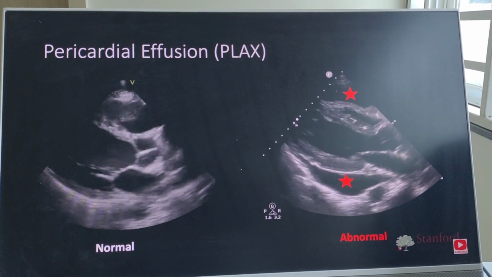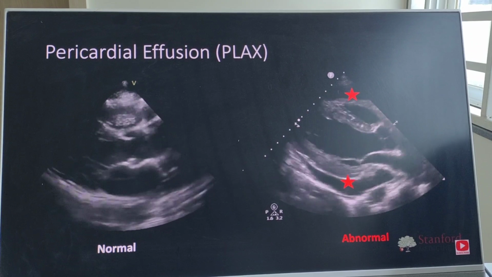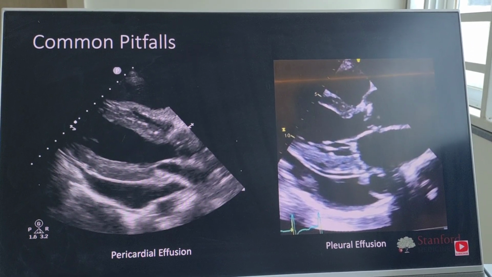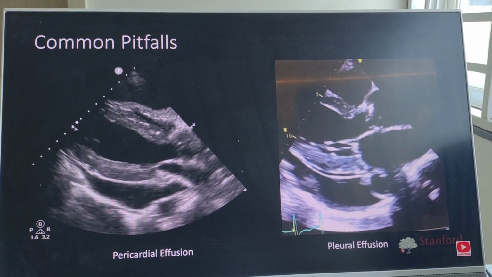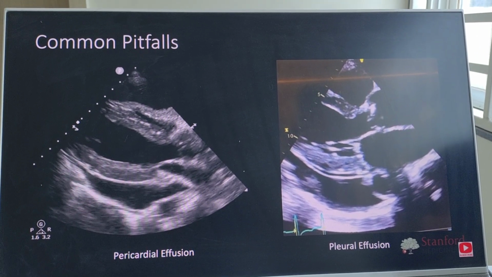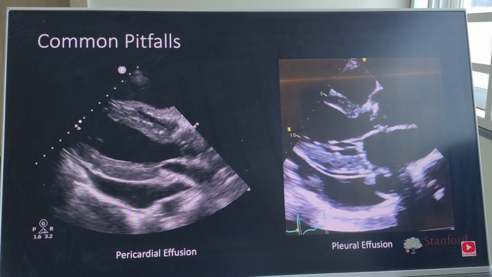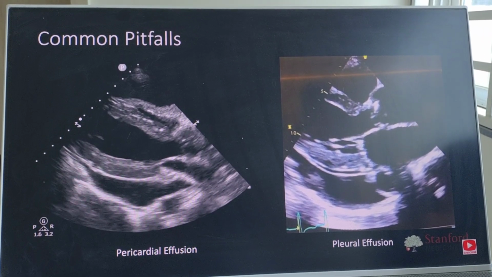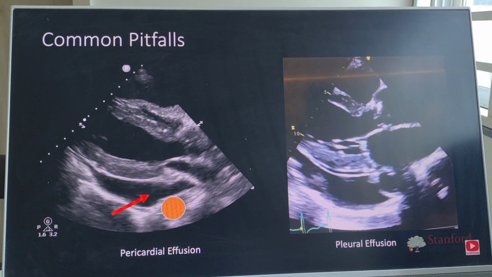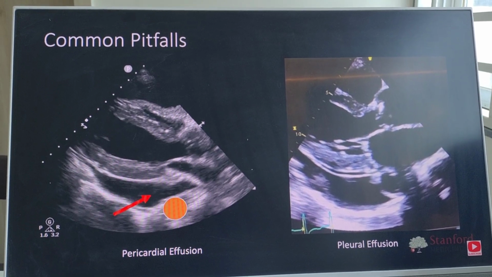One of the things that can often trick you is if a patient has a pleural effusion, you may mistake this for a pericardial effusion. What we're showing on the image on the left is a pericardial effusion, and the image on the right is a pleural effusion. How I know the image on the left is a pericardial effusion is when I look inferiorly, I see that the effusion tracks above the descending thoracic aorta, which we mark here.